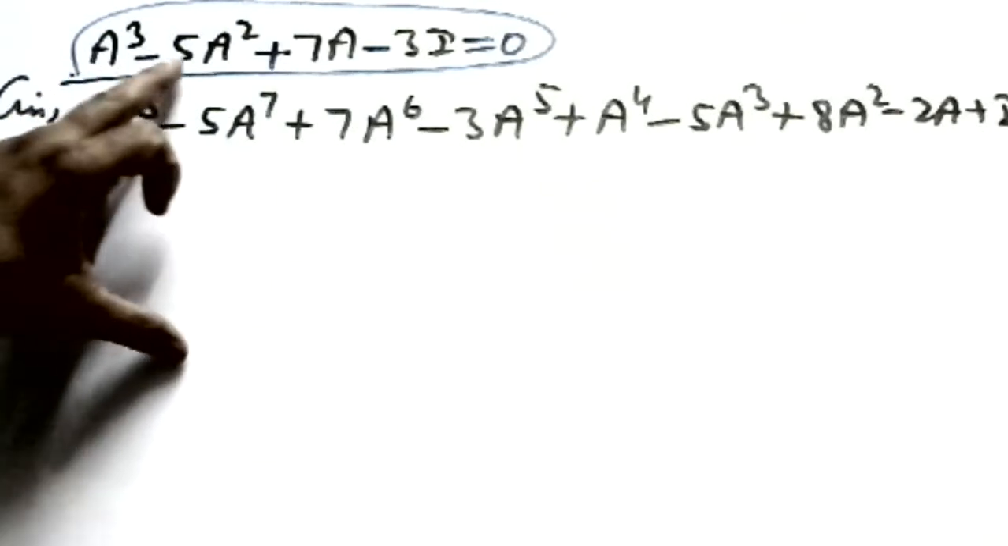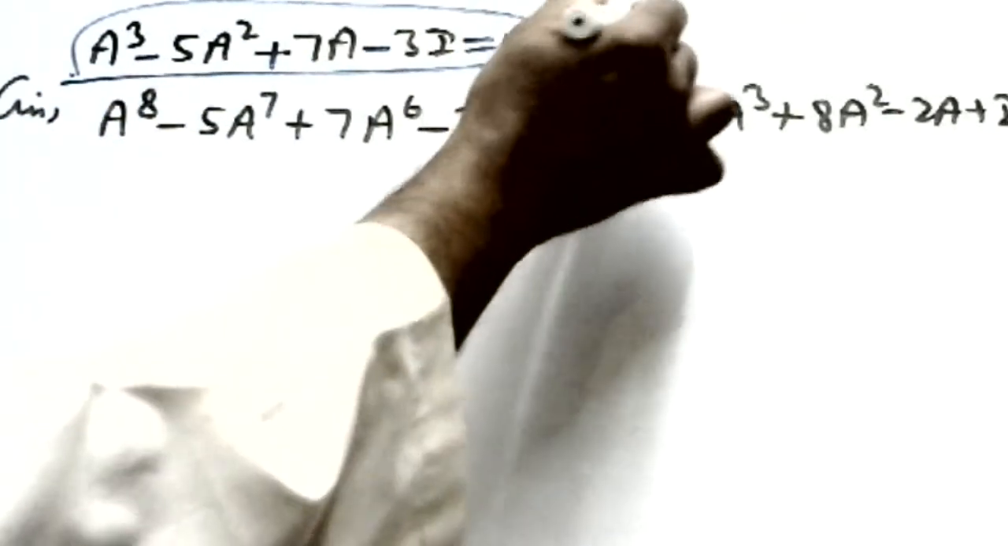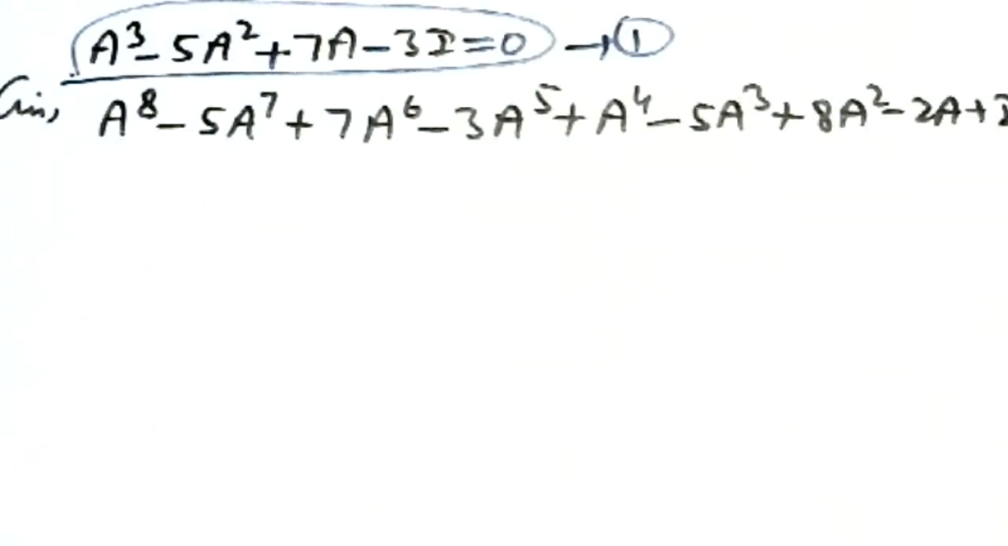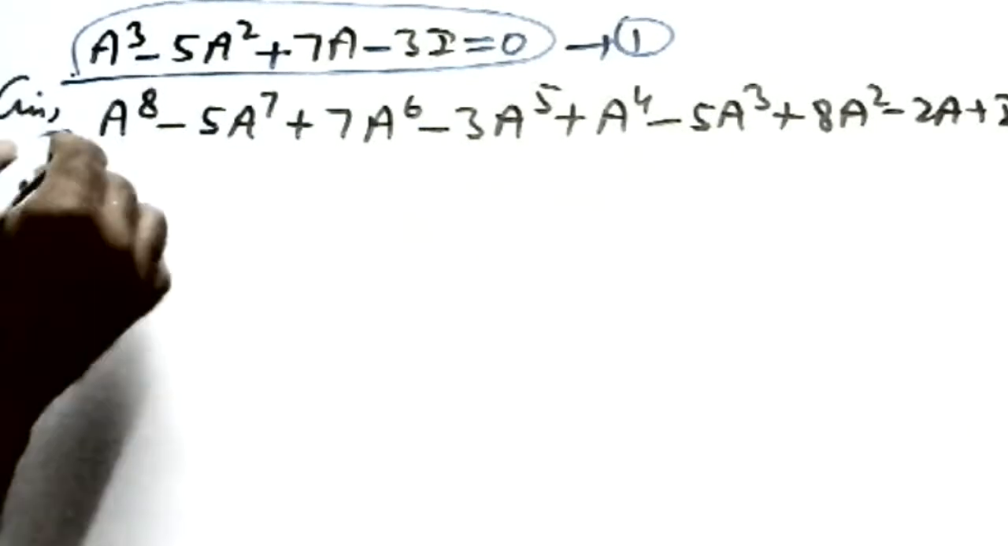Now see here, we already wrote this and proved this: A cube minus 5A square plus 7A minus 3I equals 0. According to the Cayley-Hamilton theorem, this is 0. Now using this, we have to prove this one.